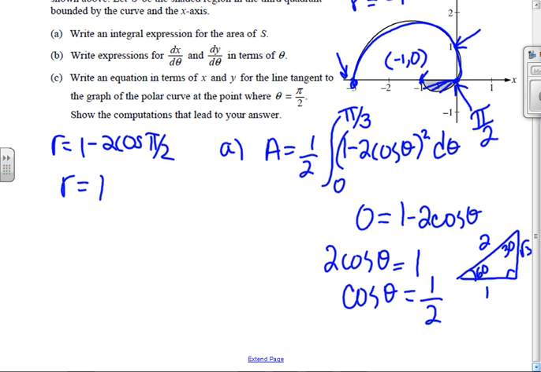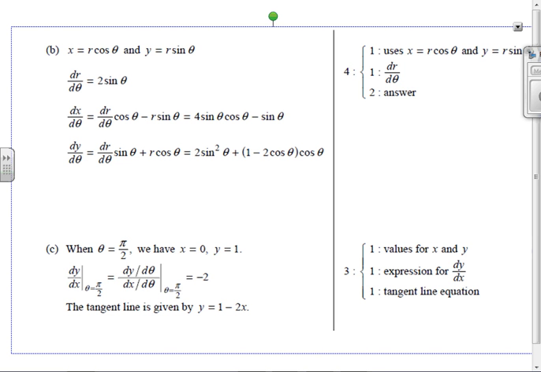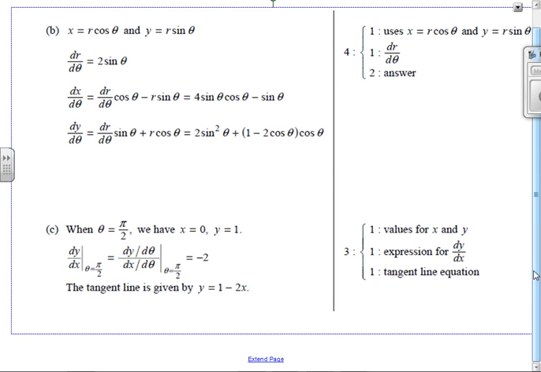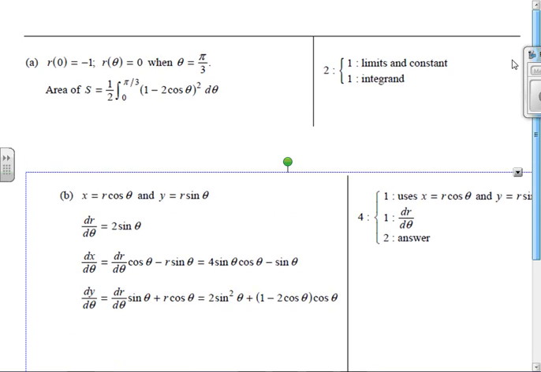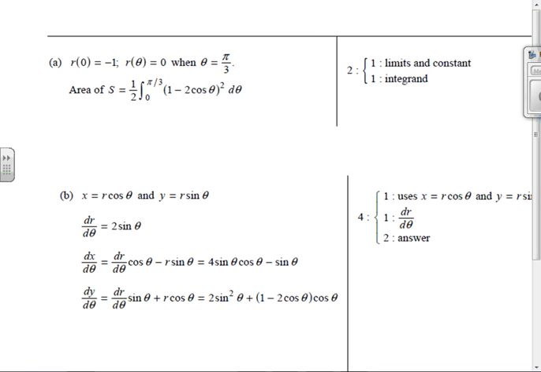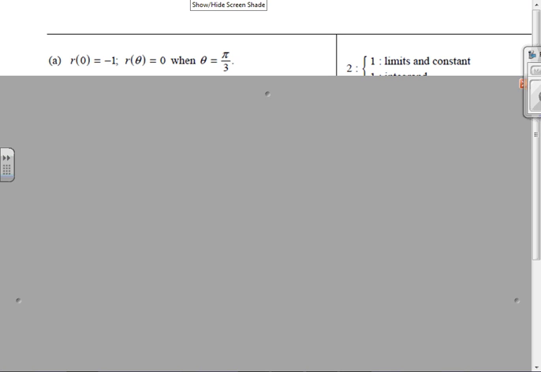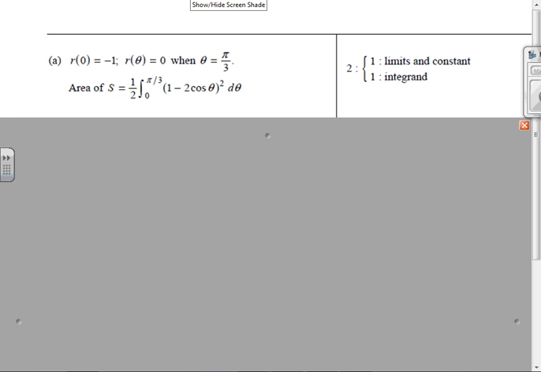This is going to be 2 points. I believe I'm going to get a point for this, and then a point for the r squared d theta. Let's find out. I have to move some things around, though. And there it is. So I did that right.